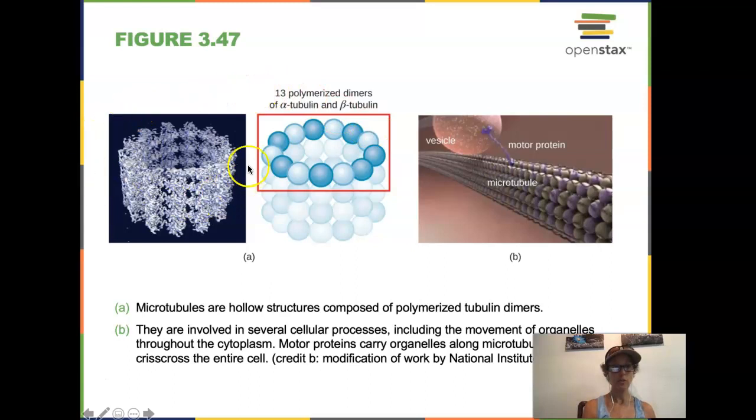Our microtubules in a molecular model, big hollow tube, and they're involved in moving organelles. So this is sort of a digital image of a microtubule. There are things called motor proteins that will stick to those vesicles that come off the Golgi, and the motor protein will walk it along the railroad of the microtubules.